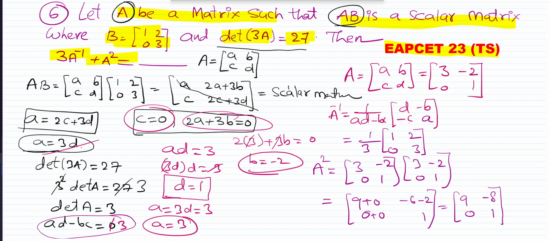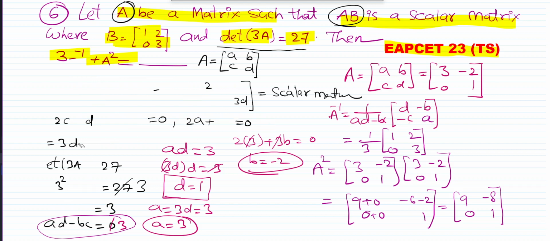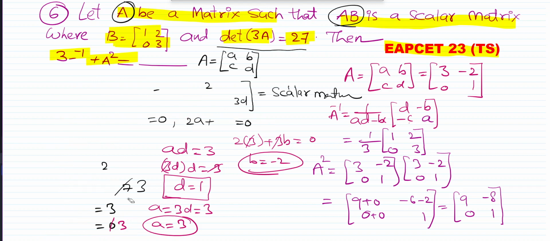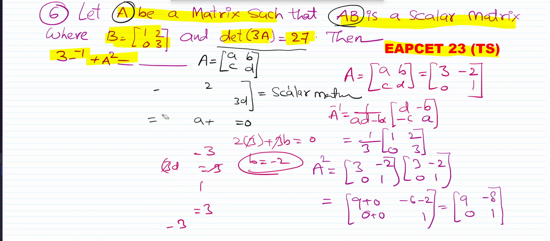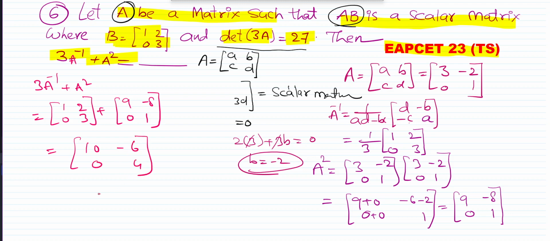Now we find 3A inverse plus A square. 3A inverse value is, that is 1, minus 2, 0, 3. And A square value is 9, minus 8, 0, 1. Adding these two matrices, this is 1 plus 9, 10, minus 2 minus 8, minus 10, 0, 3 plus 1, 4. This is the final answer, 10, minus 6, 0, comma 4.